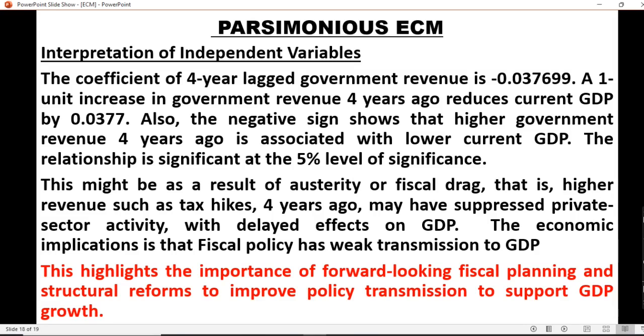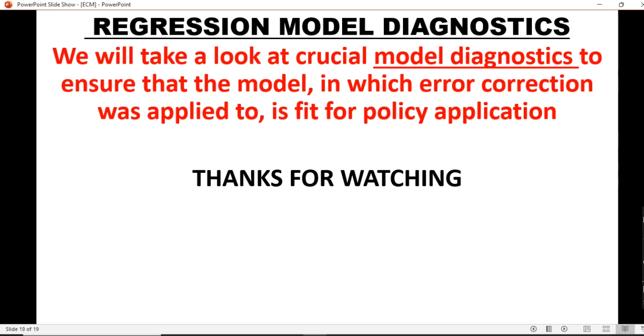Now, what is the implication of this result? This might be as a result of austerity or fiscal drag. That is, higher revenue such as a tax hike 4 years ago may have suppressed private sector activity with delayed effect on GDP. So the economic implication is that fiscal policy has weak transmission to GDP. So what is the solution? The possible solution is emphasizing the importance of forward-looking fiscal planning and structural reforms to improve policy transmission to support GDP.